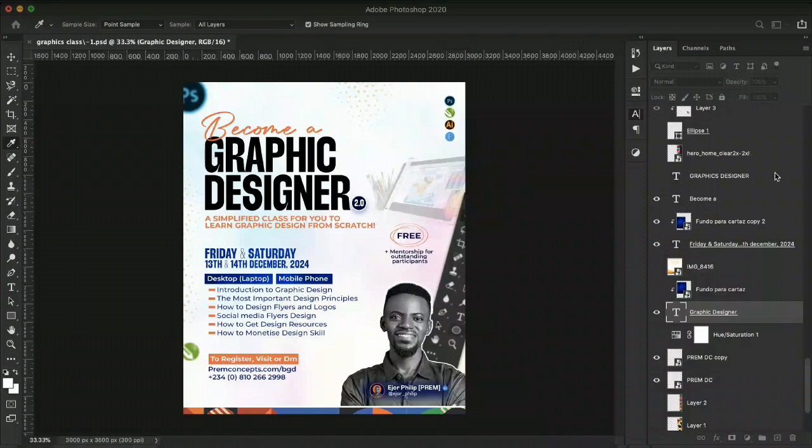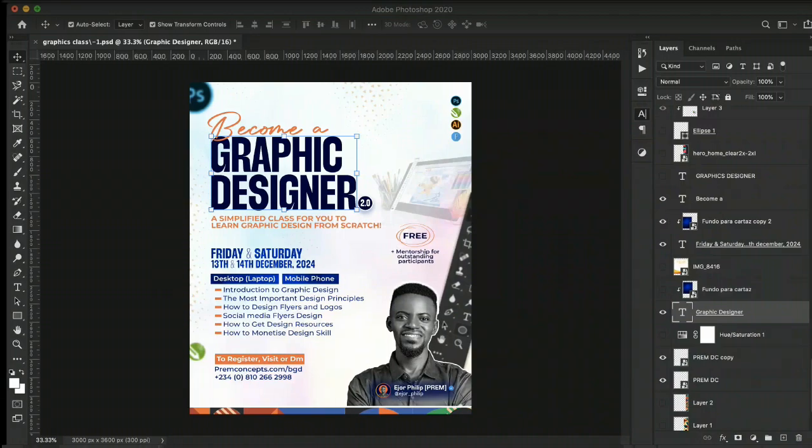Now, contrast itself can be used to achieve hierarchy, which we'll talk about later. So I'm just showing you that. Let's go back to our presentation.